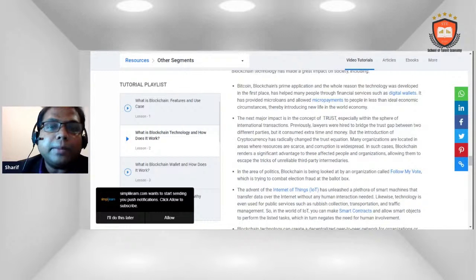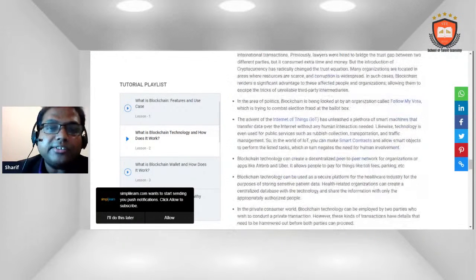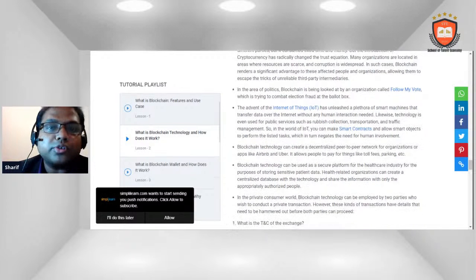The next major impact is the concept of trust, especially in international transactions. Previously, a lawyer was hired to bridge the trust gap between two different parties, but it consumed extra time and money. But the introduction of cryptocurrency can radically change the trust equation. In politics, blockchain is being looked at by an organization called Follow My Vote, which is trying to combat election fraud at the ballot box.